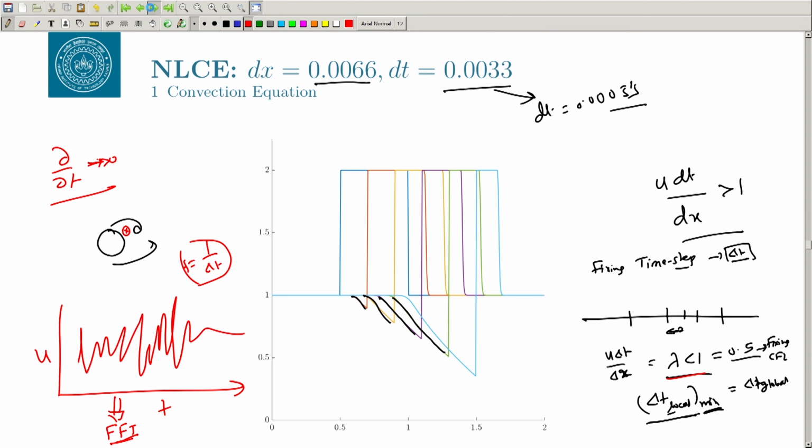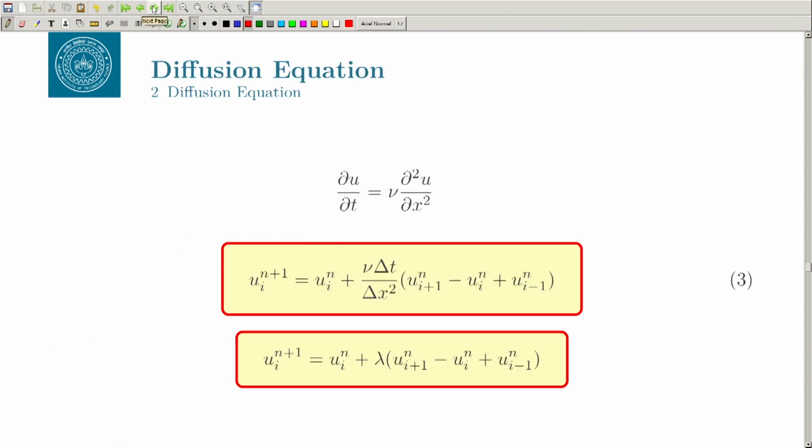So, this was the nonlinear convection. Now, let us go to the diffusion equation. As we discussed, the diffusion equation is del u by del t equal to nu del square u by del x square, and this is parabolic in time and elliptic in space. In this case we will use FTCS, forward in time and central in space.